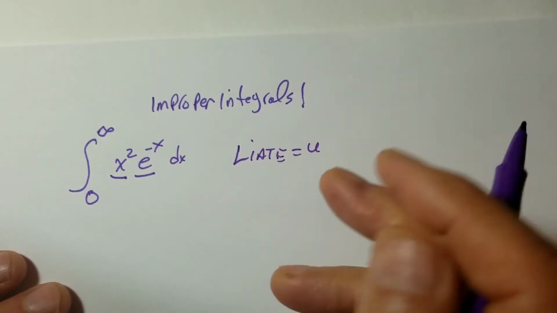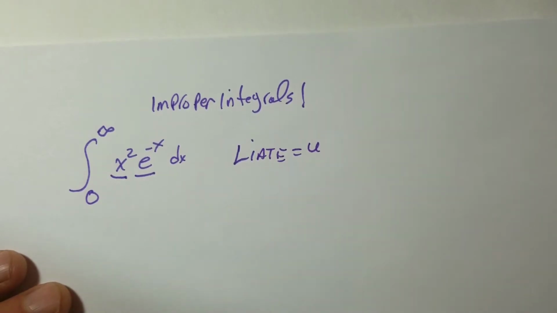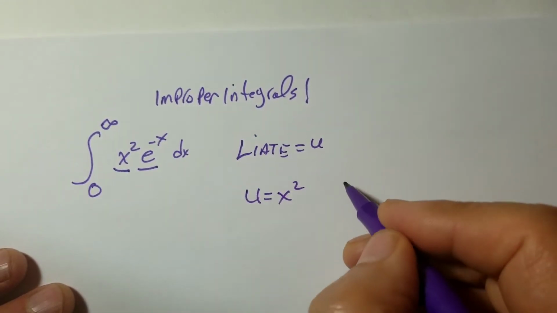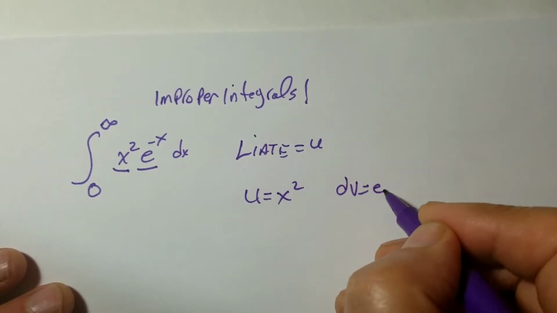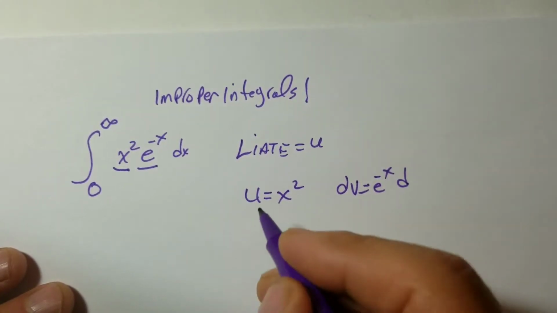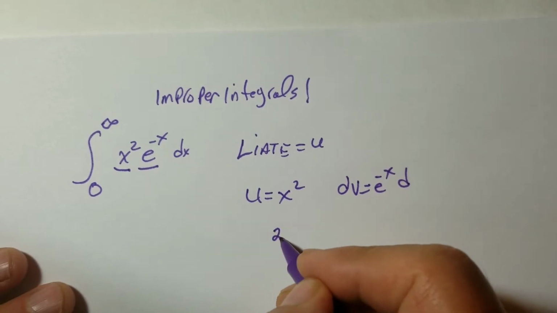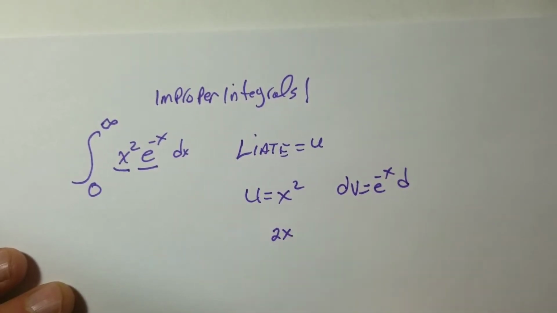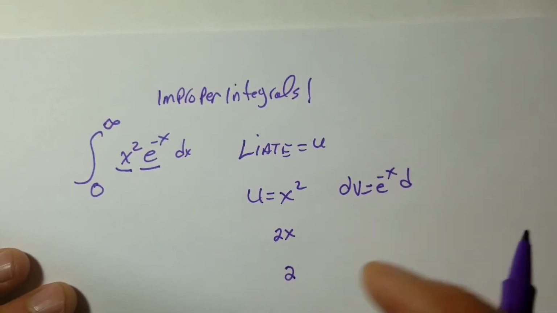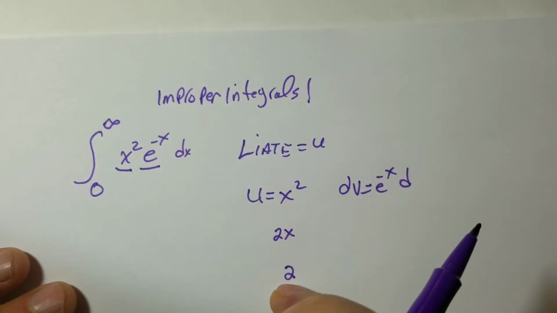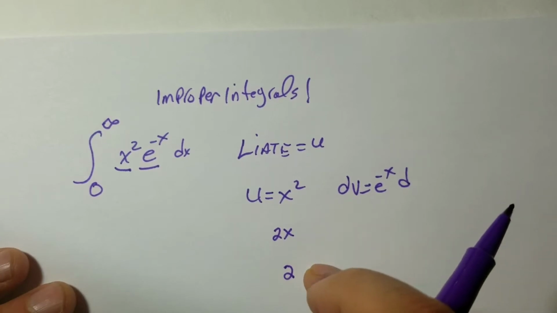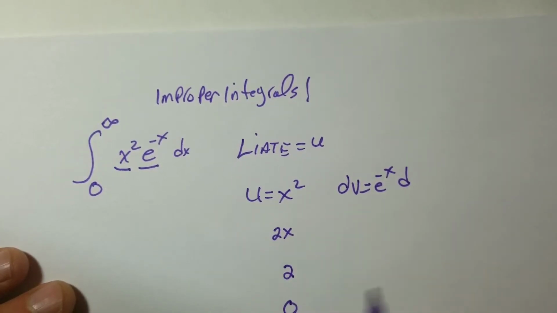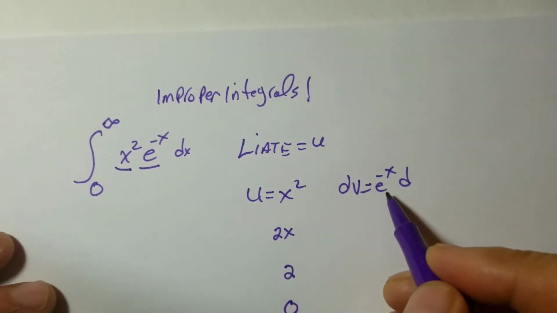And in this case, I'm going to use the tabular method to make it very quick. On the tabular method, your u is x squared, and your dv is e to the power of negative x dx. And this one becomes your du, which is 2x dx. But that du becomes a u for the next one, and it becomes a 2. I don't write the dx because it becomes a u for the next one. And that becomes 0, and you stop.